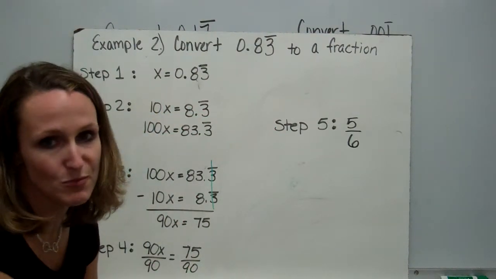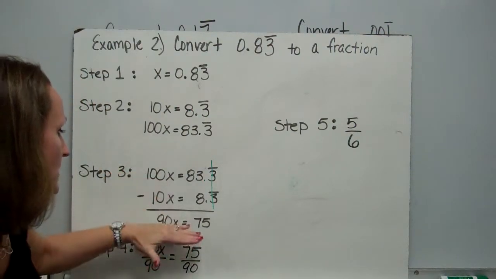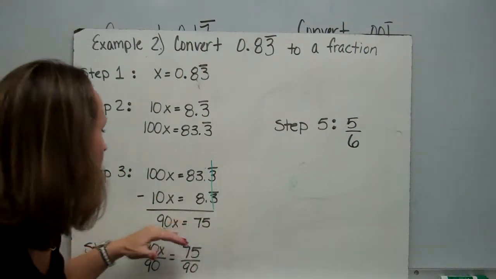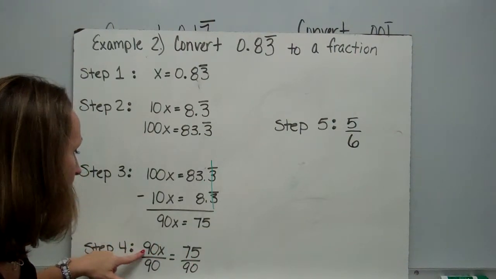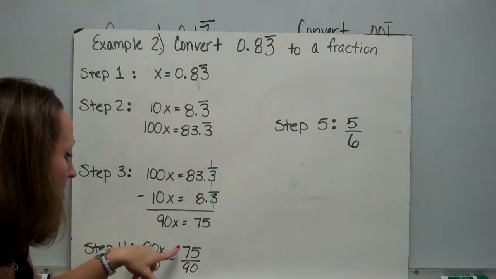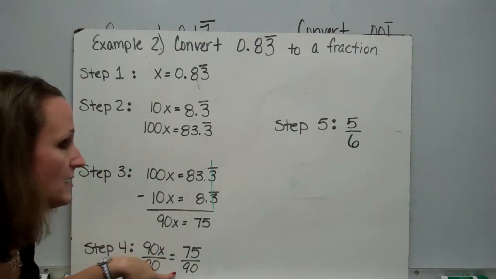The more we do, the more clear it becomes. Okay, so we have 90x equals 75. Now, here's that one-step equation. We're just going to solve for x. 90x divided by 90 equals 75 over 90.